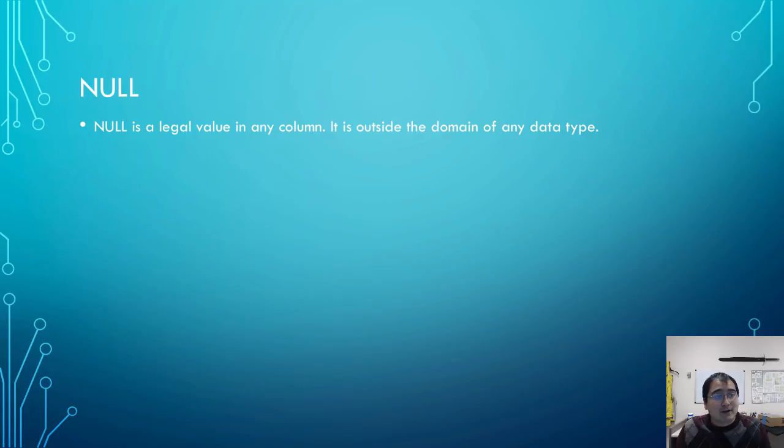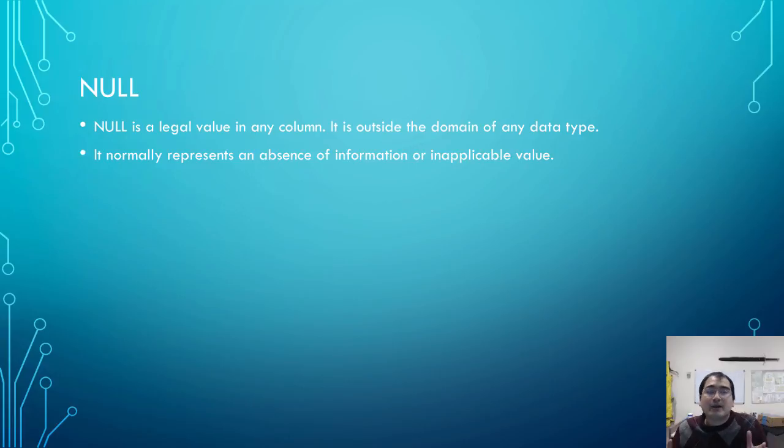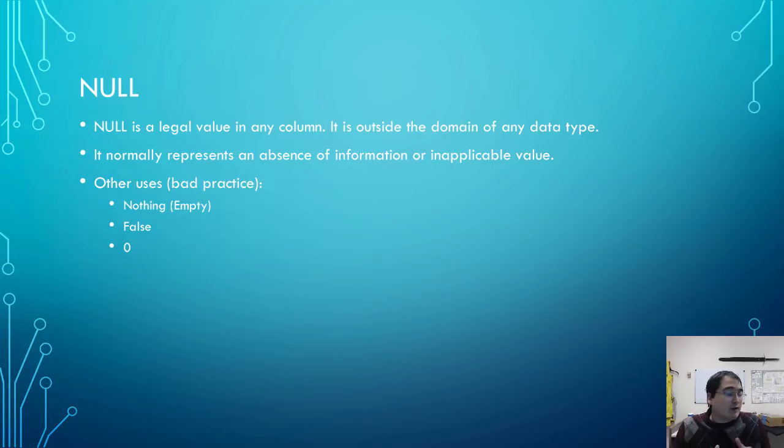The easiest one to talk about is null. Null is a value that you can really stick in any column, even if you specify, hey, this is an integer column, you can have all the integers you want and you're allowed to have null. It normally represents the absence of information or an inapplicable value, like an NA value. However, some people use null to mean other things, like nothing or empty or false or zero. These are really bad uses for null.